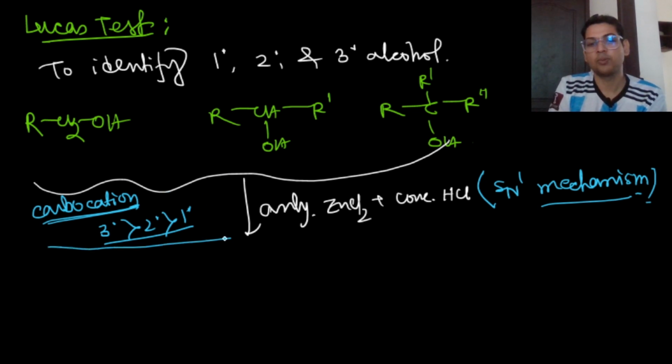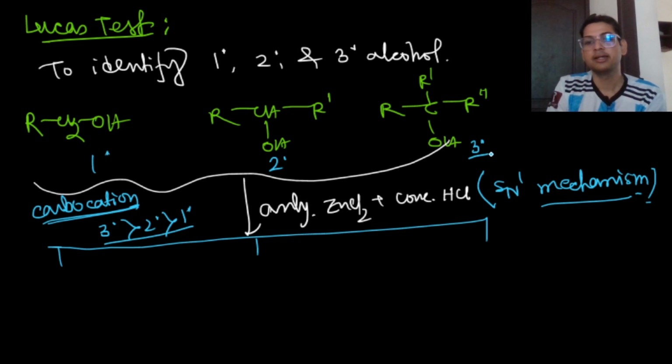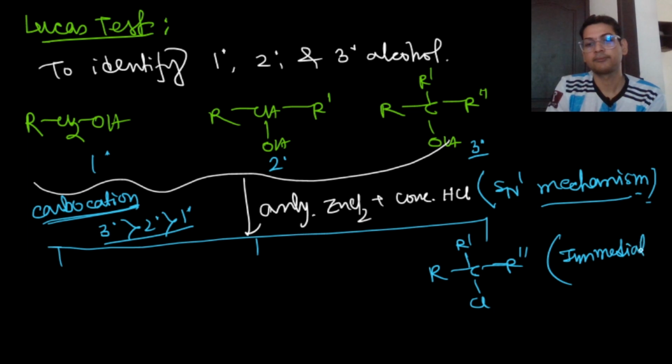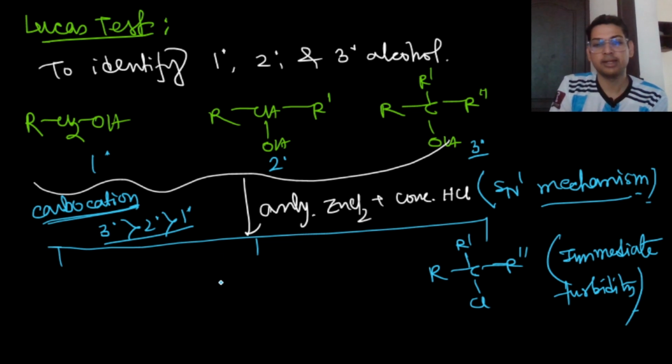So from here you will get 3 degree, 2 degree, 1 degree. This is 3 degree, so from here you will get the most stable carbocation, you will get immediate reaction, immediate turbidity. From here you will get RCHR dash Cl, generating a 2 degree carbocation. This reaction will also go, but the turbidity you will get after 5 minutes.